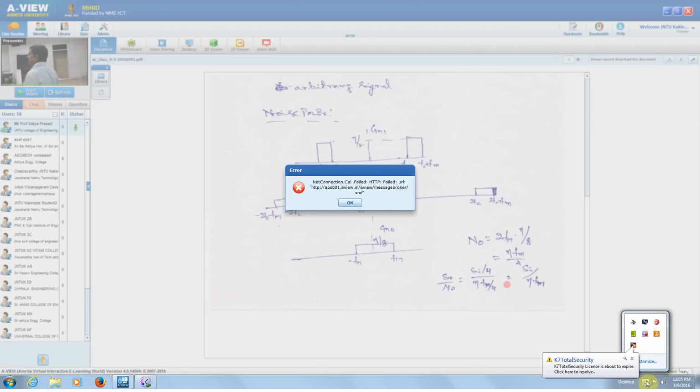So what will be the signal to noise ratio at the output? S0 by N0. What is S0? Si by 4, because S0 by Si is 1 by 4, or S0 is equal to Si by 4, that is 1 by 4 times the input power. So S0 is Si by 4 and N0 is zeta FM by 4. This is nothing but Si by zeta FM. The signal to noise ratio at the output is going to be Si by zeta into FM. So this is the noise performance of our SSB system.